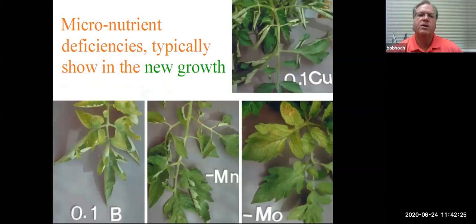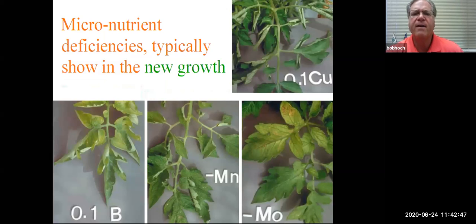So just as a summary here, if I take all these pictures and all this sounds like they're all pretty similar on the micronutrients, that's because they're all pretty similar. And it's really hard for me to take a picture and feel really confident that it's either boron, manganese, copper, or molybdenum in the case of the ones that are shown here.